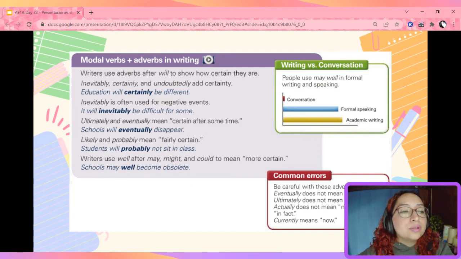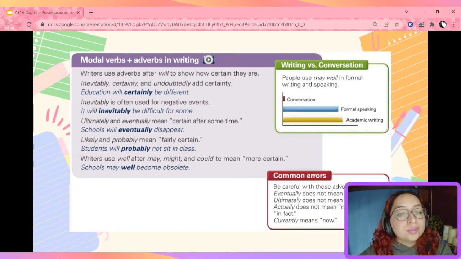Inevitably is used for negative events usually. It will inevitably be difficult for some. Ultimately and eventually mean a certain time after some time. Schools will eventually disappear. Likely and probably mean fairly certain. And writers use well after may, might, could to mean more certain, like schools may well become obsolete.